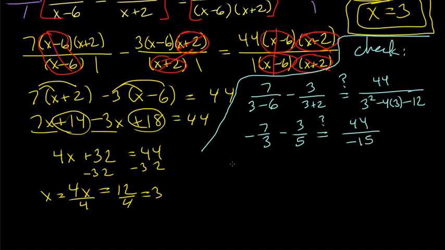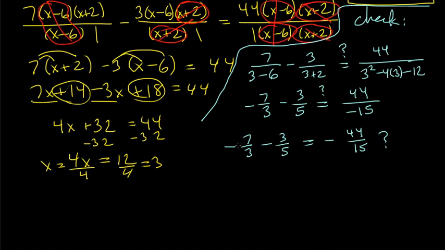So, yeah, I guess the question is, right, is negative 7 over 3 minus 3 over 5 really equal to negative 44 over 15? So a couple ways of answering this. One way is to subtract the two numbers on the left, the two fractions.